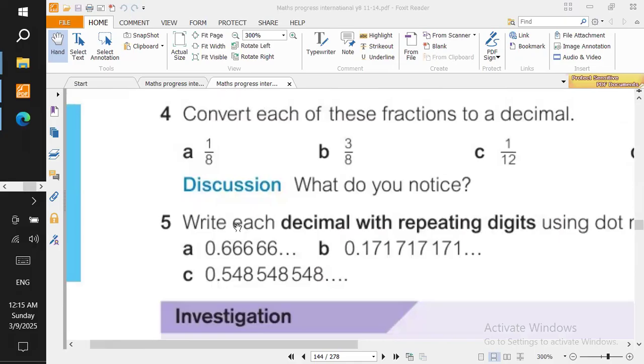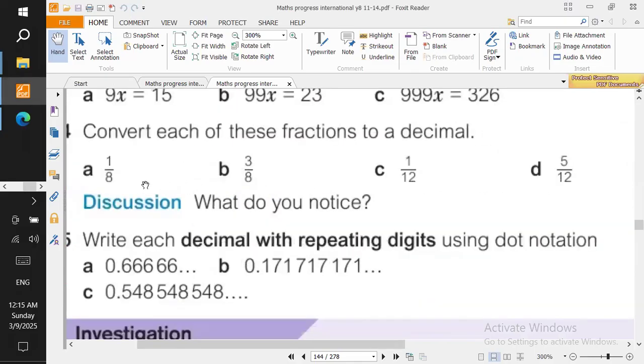Same idea here. Now, you'll notice that they are recurring decimals because they ask you what do you notice. You'll notice that these numbers will have recurring decimals like this. We will talk about the recurring decimals and the dot notation. It means you have to put a dot on the recurring number. For example, here we're repeating 6. It means the dot notation will be like this, 0.6, with a dot on top of it, like this.